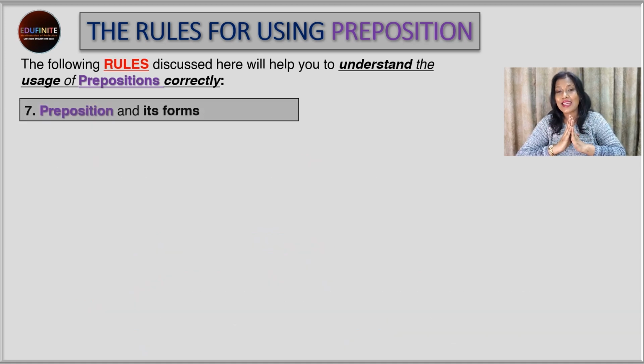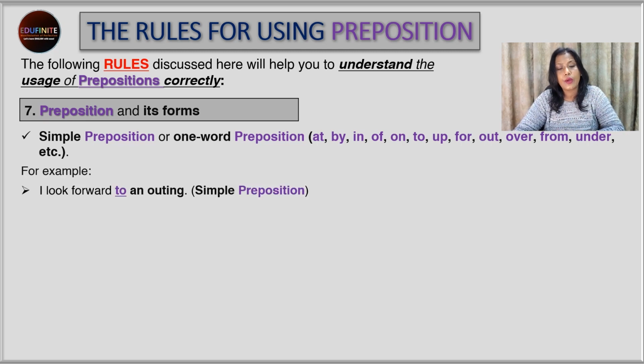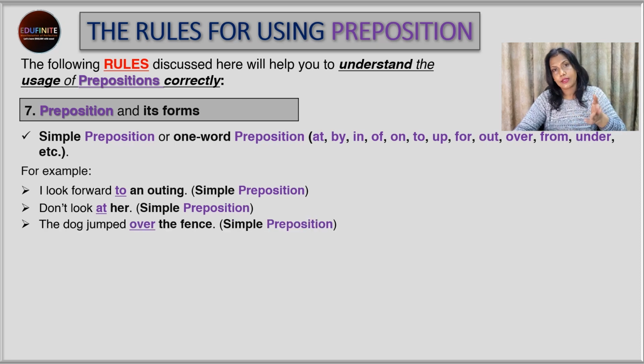Prepositions and their forms. So, simple preposition or one-word preposition. These are at, by, in, on, off, to, up, for, out, over, from, under, etc. For example, I look forward to an outing. To is a simple preposition. Don't look at her. Again, at is the simple preposition. The dog jumped over the fence. So over is the simple preposition.